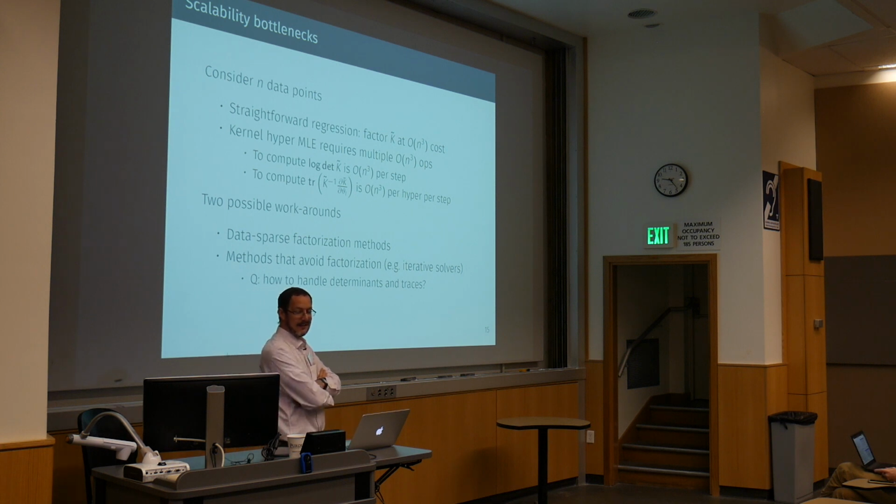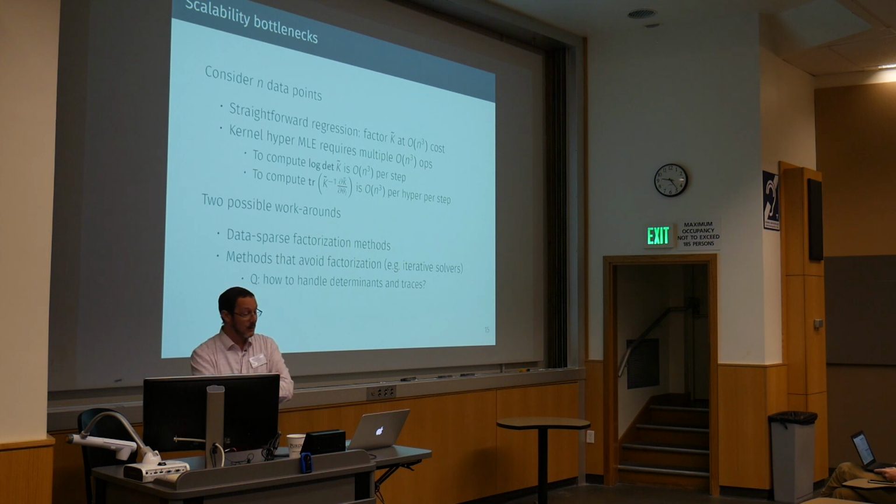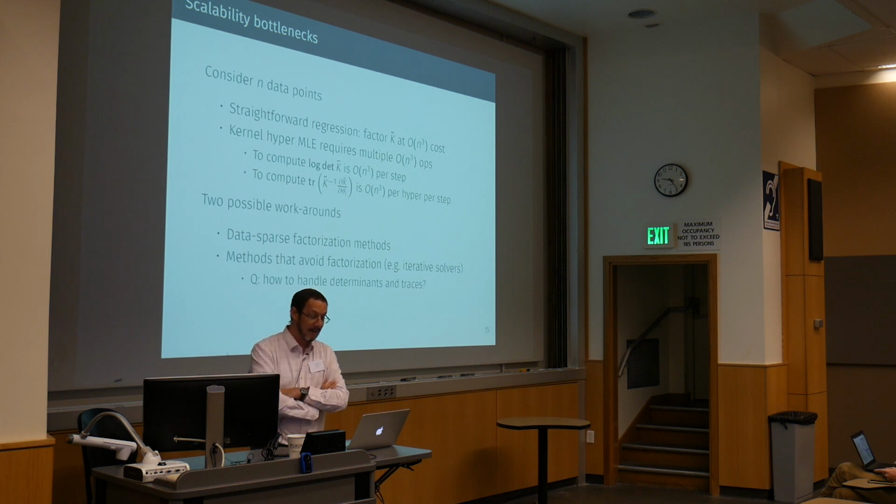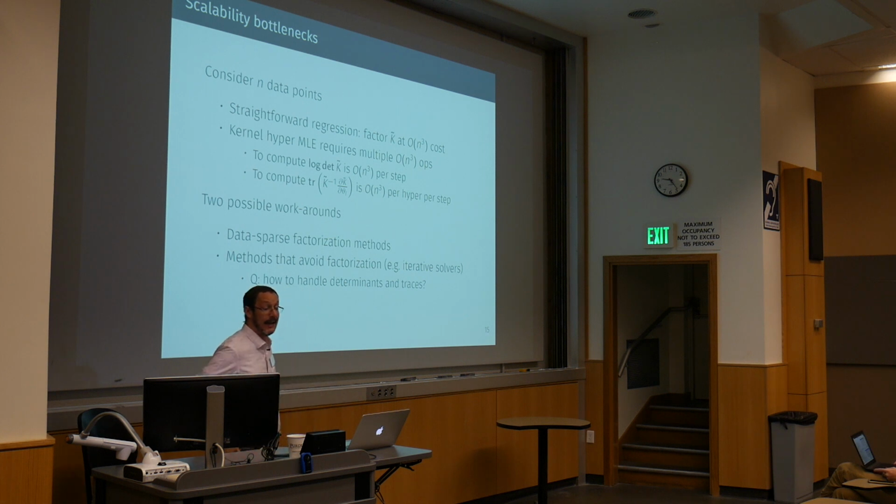The first one is the solve, right? So, and if we were to do this in the most obvious way, forget about any fancy iterative methods, we would say do a factorization of k tilde, right? Cholesky or something like that. So that's order n cubed.